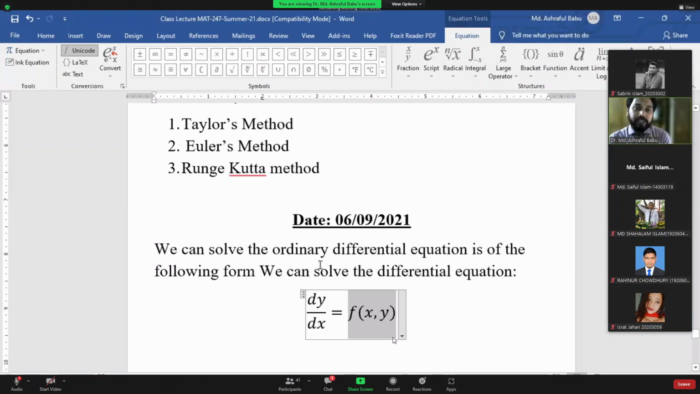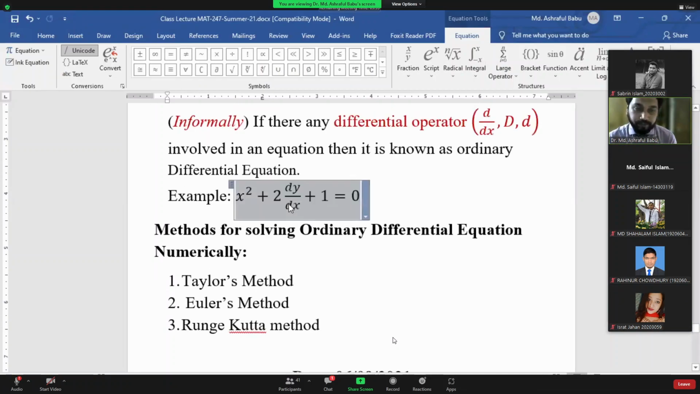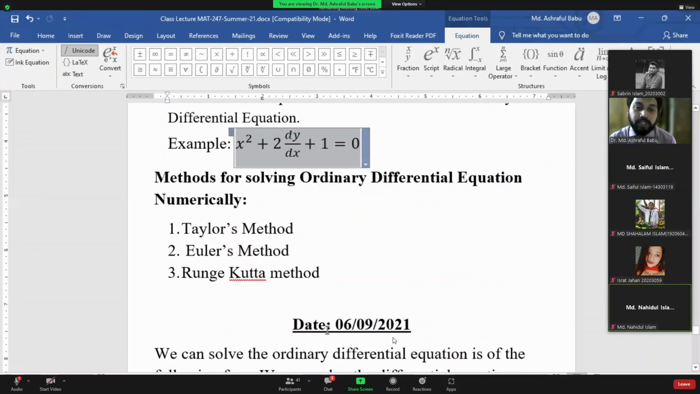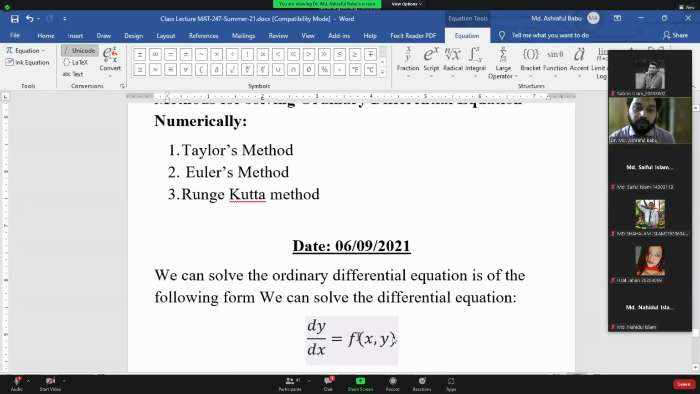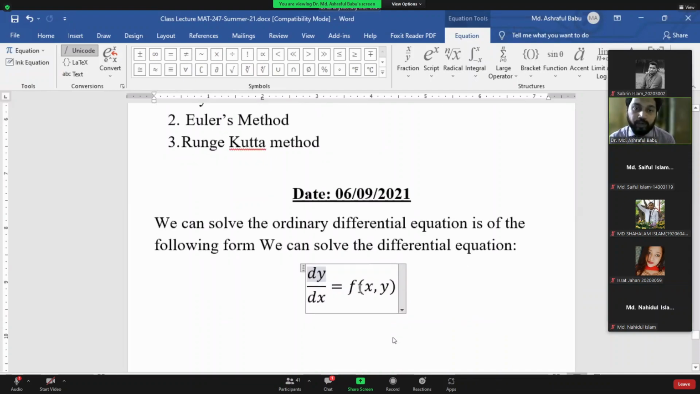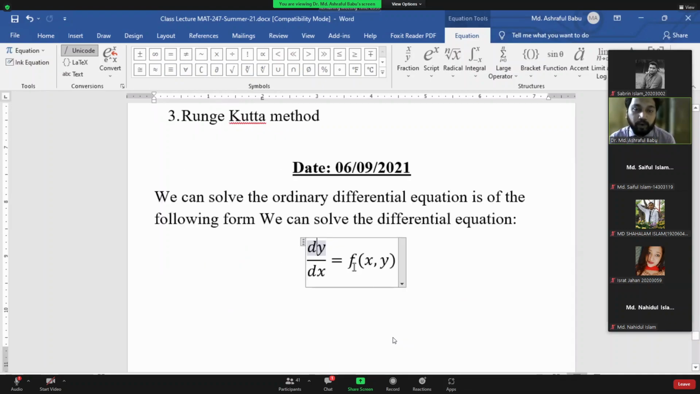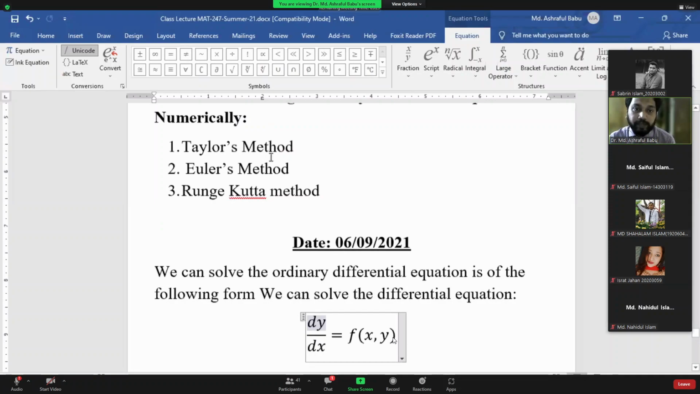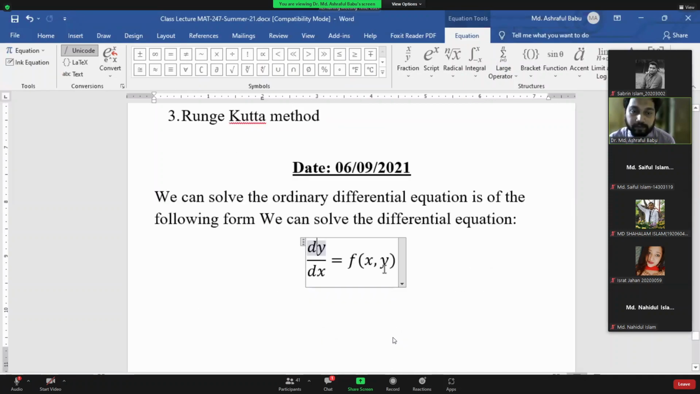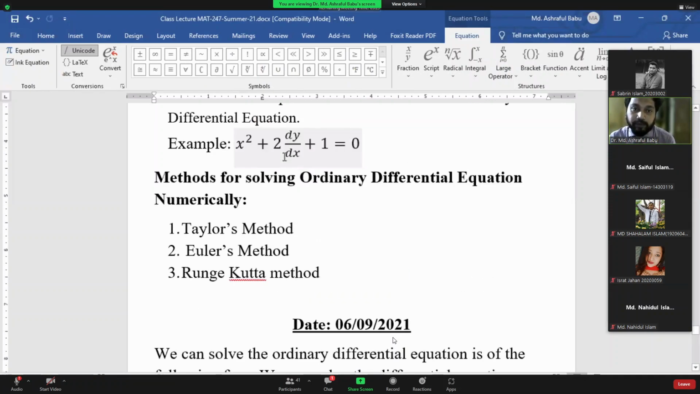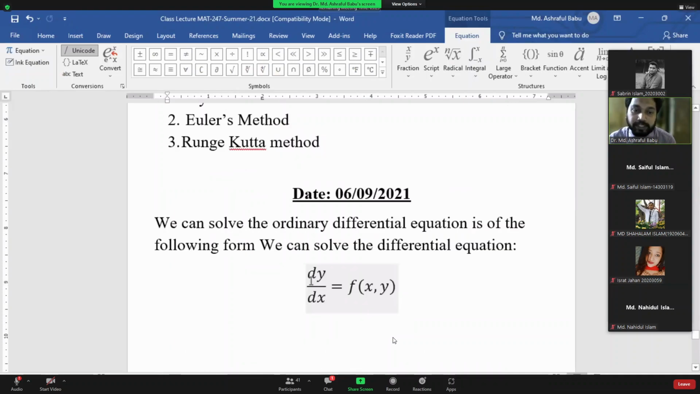If you find this equation, then we have to convert it into this form. Okay, so this is the standard form for this course. So if you see any type of differential equation, you have to reshape or remake the differential equation in this way. You have to convert the differential equation into this standard form.